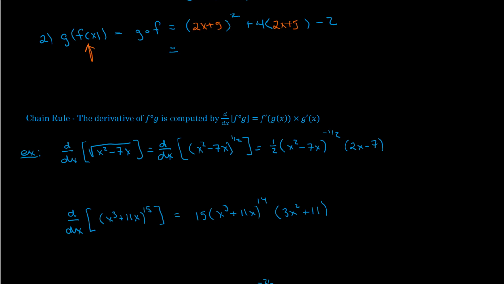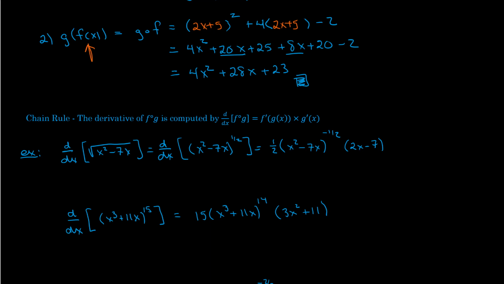First, I'm going to FOIL this out, which will be 4x squared plus 20x plus 25. Then from this second term, I'm going to distribute the 4, which is going to give us 8x plus 20 minus 2. Combining like terms, we have our 4x squared. We have a 20x and 8x, which is going to give us plus 28x. Then the 25 minus 2 is going to be plus 23. And there is the result of that composite function.